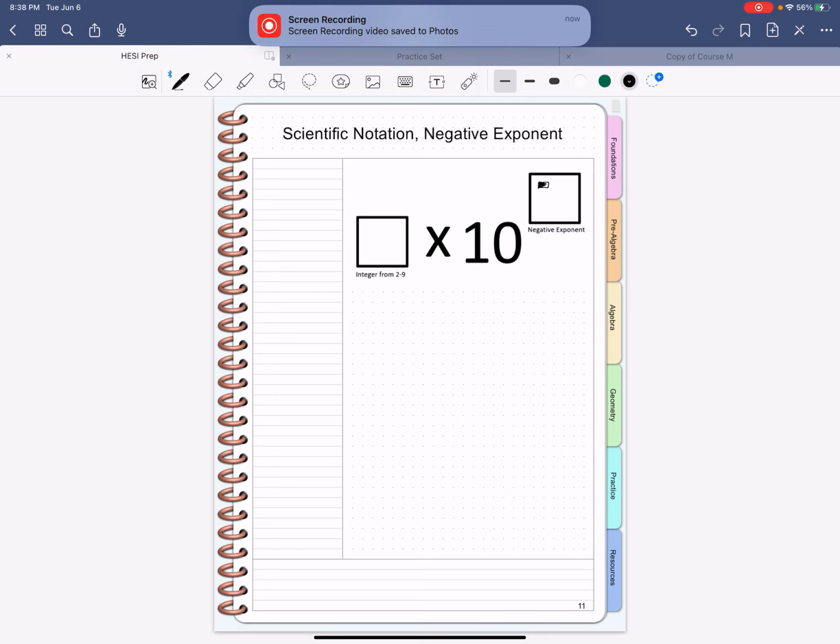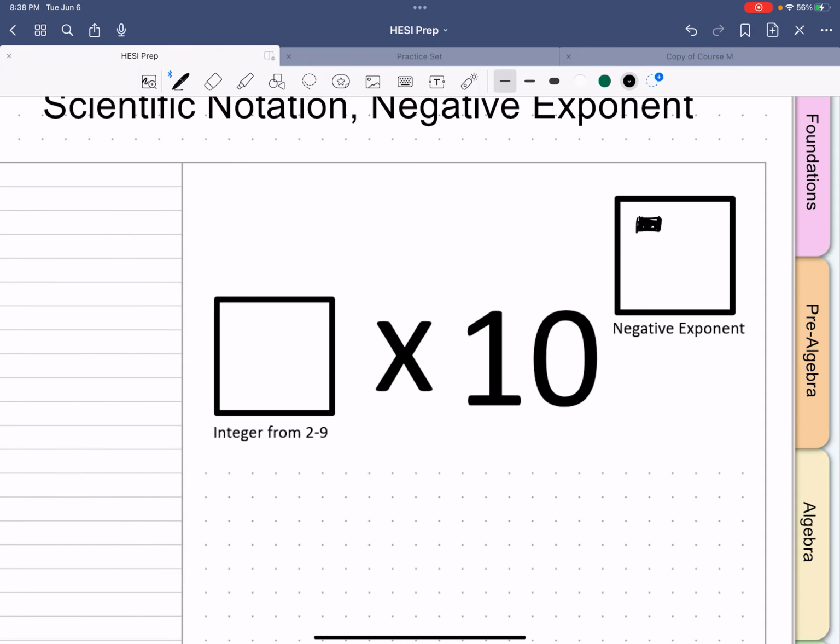On page 11, we are dealing with scientific notation still, but we have a negative exponent this time. And anytime you have a negative exponent, you are dealing with a decimal. And these are very small numbers. Negative exponent means a decimal.